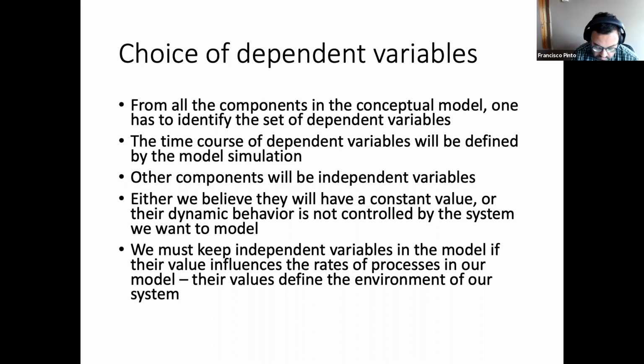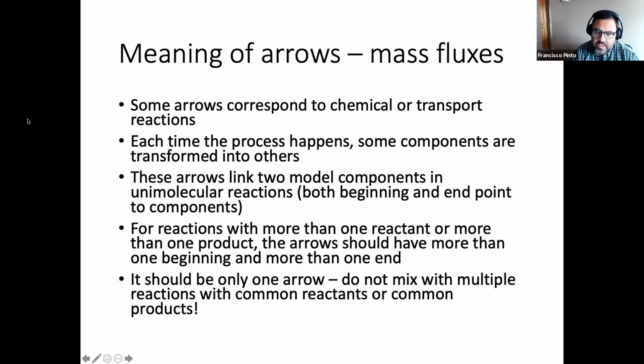And if they are important to define the environment within which your system is included. Then after identifying which are the components, in those conceptual models normally you have the identity of the molecules or the proteins or genes that are involved in your model. Those are the components, and then normally you have arrows connecting them. And those arrows can represent different things. So you must be careful about interpreting what the arrow in the conceptual model means.